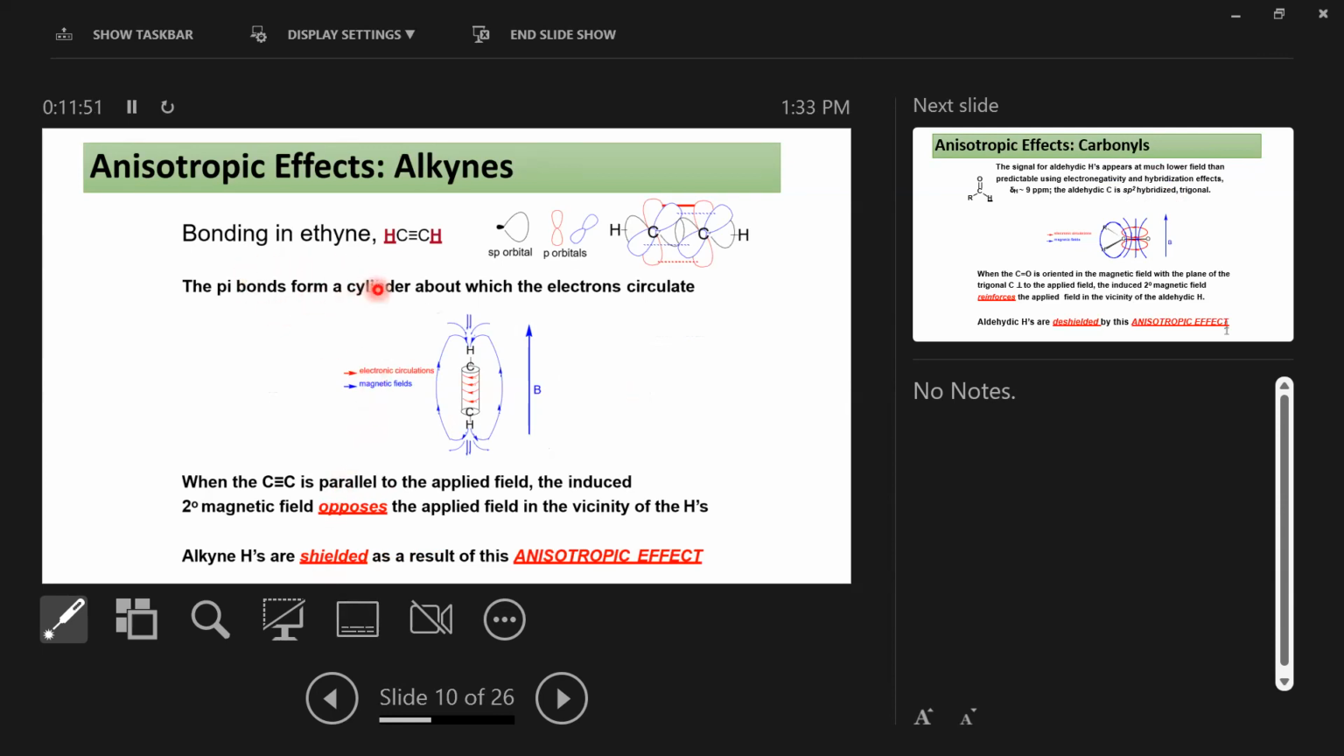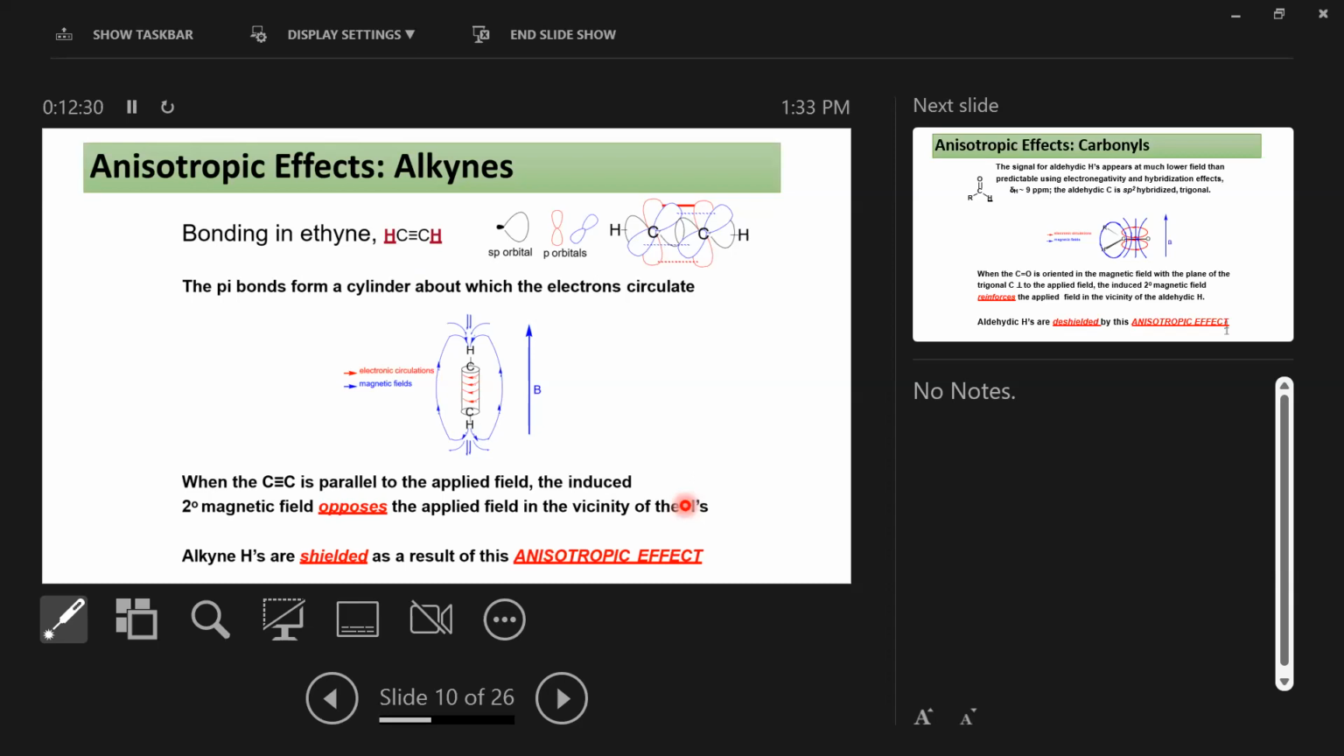So the pi bonds are bonding in ethyne. The pi bonds form a cylinder about which electrons circulate. So the electrons in circulation are like this. When the C triple bond is parallel to the applied field, the induced secondary magnetic field opposes the applied magnetic field in the vicinity of the protons. So the effective magnetic field felt by these protons decreases, making them more shielded as a result. That's why alkyne protons are shielded, as a result of the anisotropic effect.